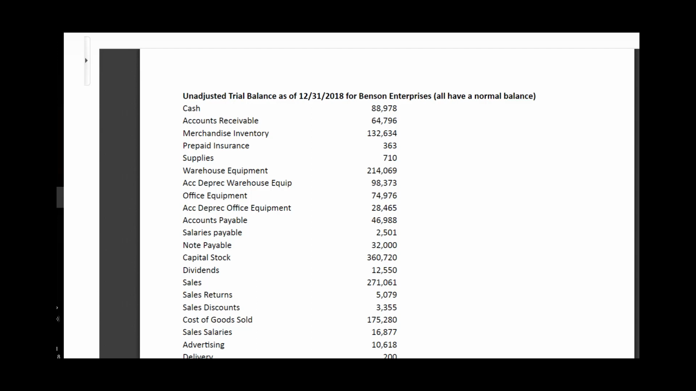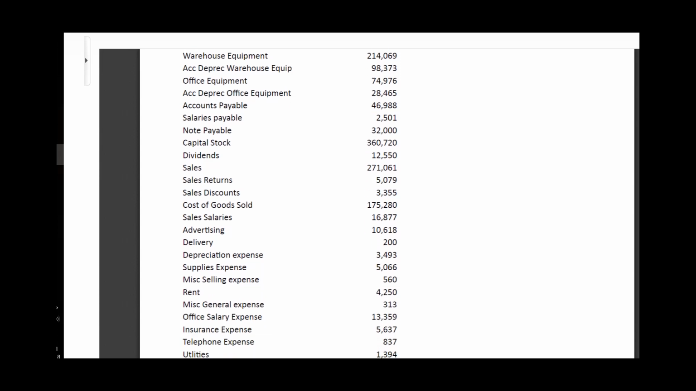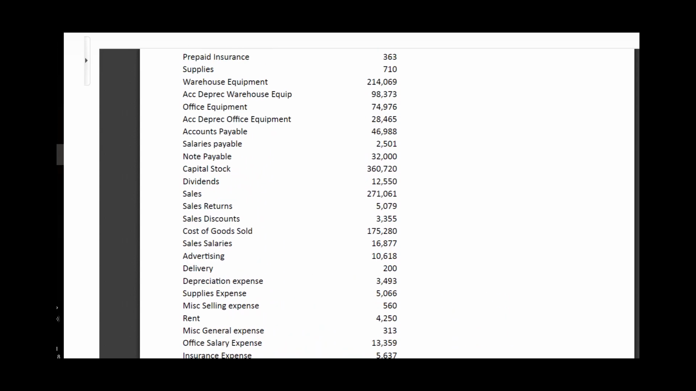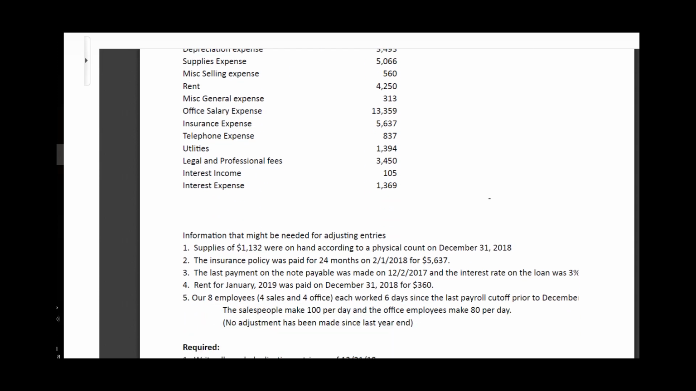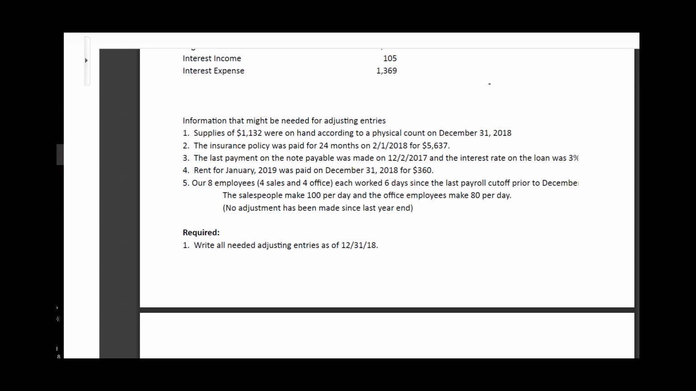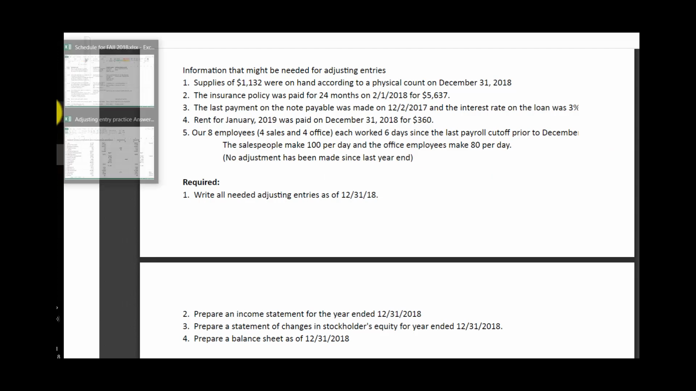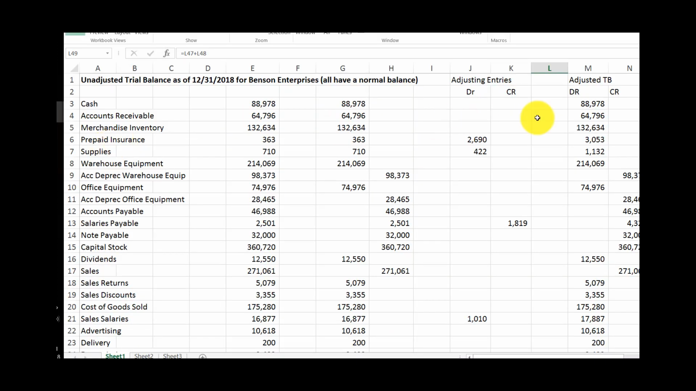You see on your screen right now the assignment that you worked on, the practice that you did with these numbers and an unadjusted trial balance for Benson Enterprises, and then the requirements here, information you needed to make the journal entries. Then we're going to make financial statements. So we're going to do this in Excel. So this is what it's going to look like.